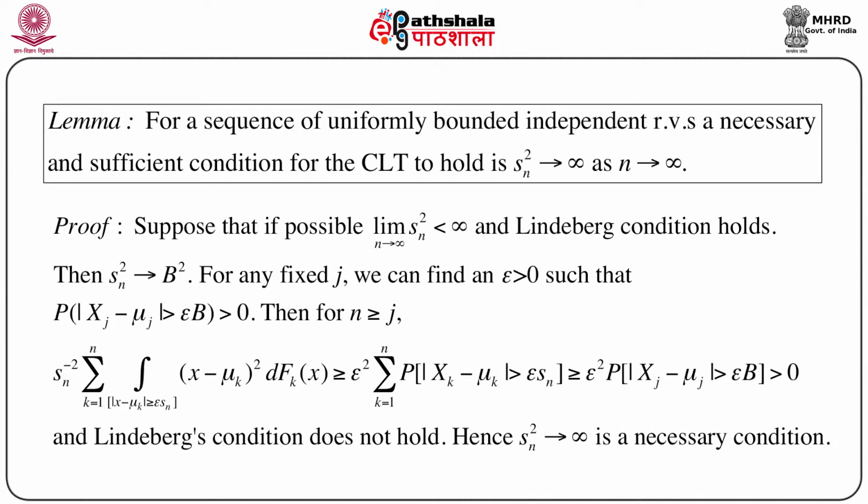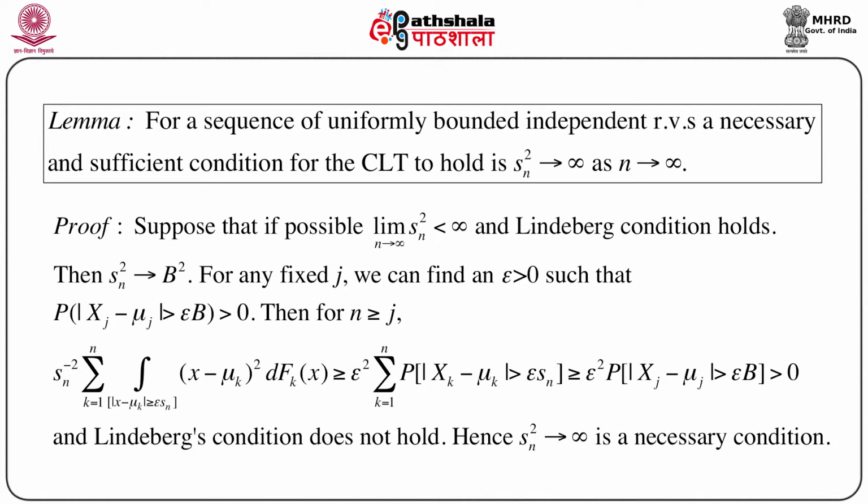Now we will first prove one very important lemma. This lemma looks trivial, but let us consider the proof here in a formal way. The lemma states that for a sequence of uniformly bounded independent random variables, a necessary and sufficient condition for the CLT to hold is that S_n² goes to infinity as n goes to infinity.